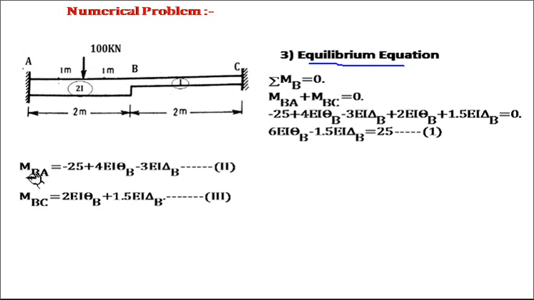Already I have written the moment equation for member BA by applying the slope and deflection equation, as minus 25 plus 4 EI theta B minus 3 EI delta B, and for member BC, 2 EI theta B plus 1.5 EI delta B. If we solve this, we'll get the first equilibrium equation: 6 EI theta B minus 1.5 EI delta B equal to 25.